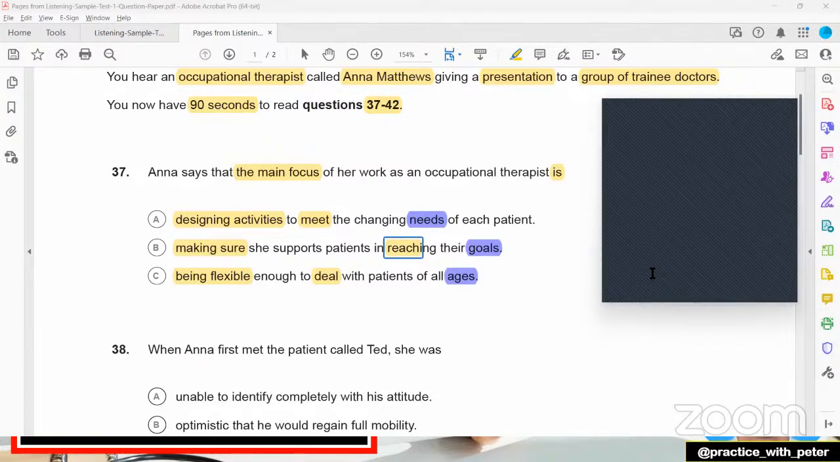The next one, support. Support, benefit, aid, support, assist, provide opportunities.